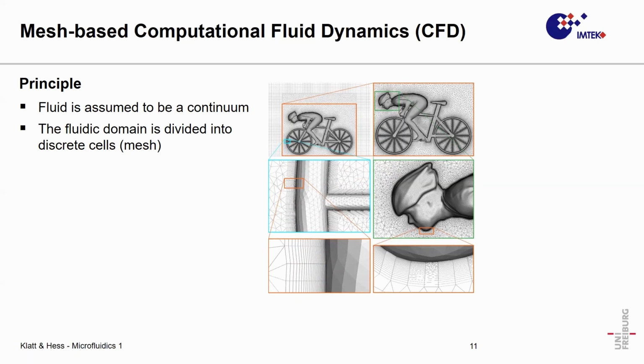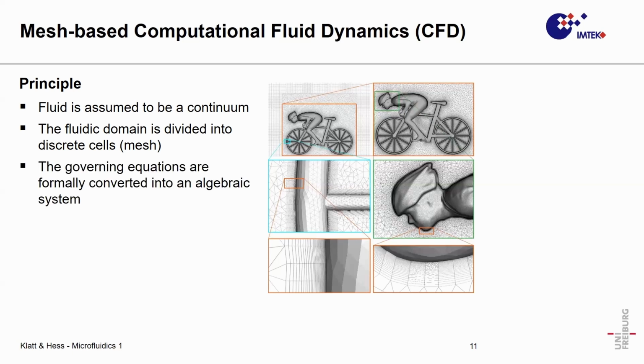And as you can see in this image, those meshes can be quite complex. The generation of a high quality mesh is quite important because with this approach, the governing equations are solved for each of those small elements. And if those small elements are set up in a bad way, your solution won't be valid.